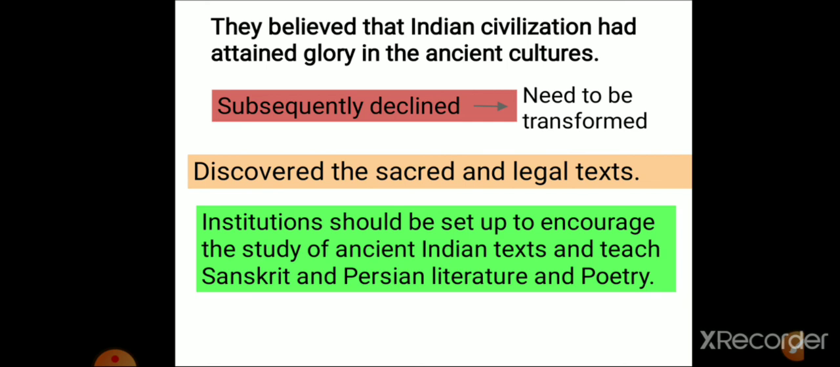So they decided that institutions should be set up to encourage the study of ancient Indian texts and teach Sanskrit and Persian literature and poetry. That means these three decided that there should be some institutions or schools to promote the teaching of Indian texts, the Sanskrit language, and Persian literature and poetry.